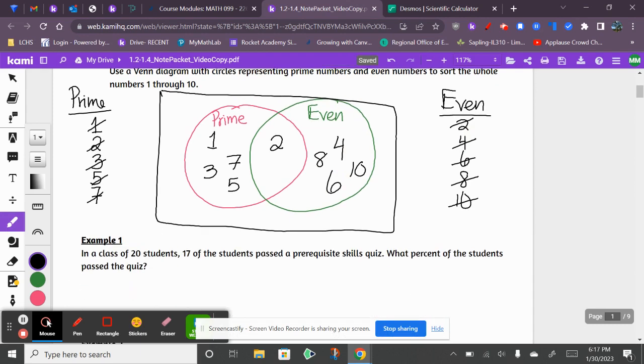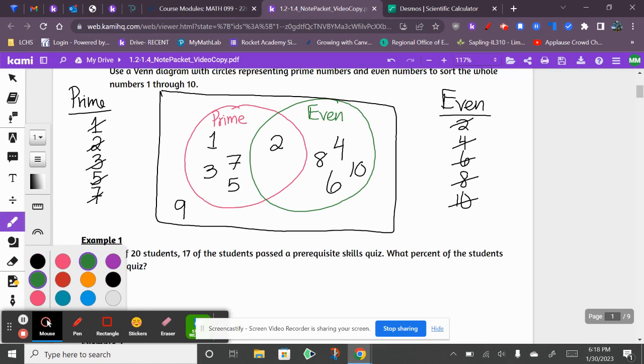One thing we would want to consider though is whether I forgot a number. There was a number that we did not count, because when we look at it, we've got 1, 2, 3, 4, 5, 6, 7, 8. We do not have 9. 9 was not included. 9 is not prime and it's not even. So 9 will go on the outside of the circles, but still within the rectangle, which represents anything that's not prime and not even.